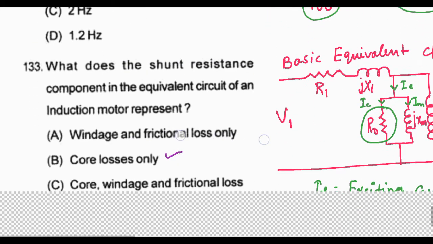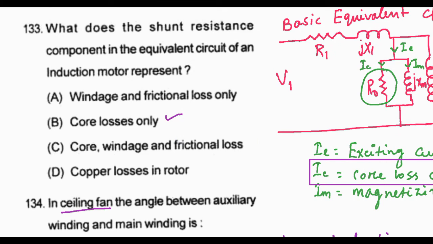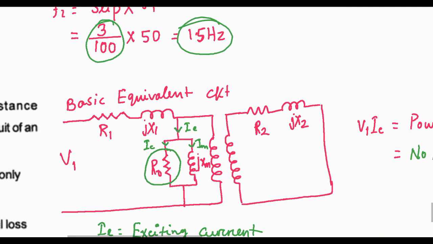Next question is, what does the shunt resistance component in the equivalent circuit of an induction motor represent? So here this one is the basic equivalent circuit which is analogous to the equivalent circuit of a transformer, and this is the equivalent circuit of an induction motor. And the question is asking what this resistance is representing.